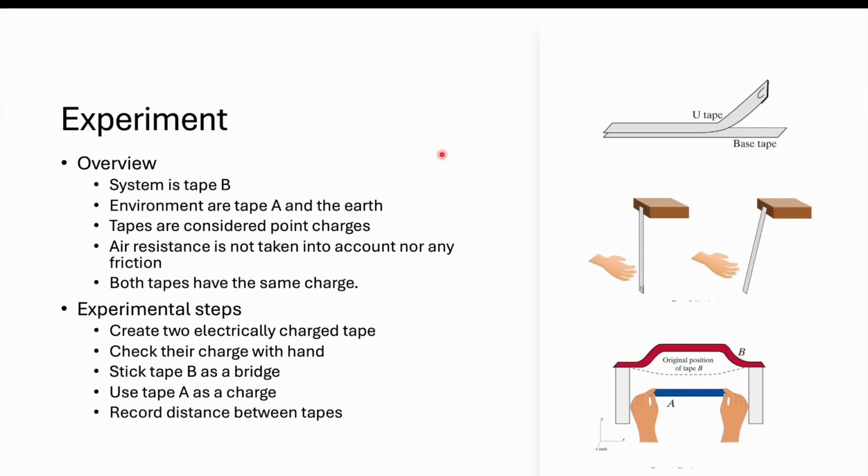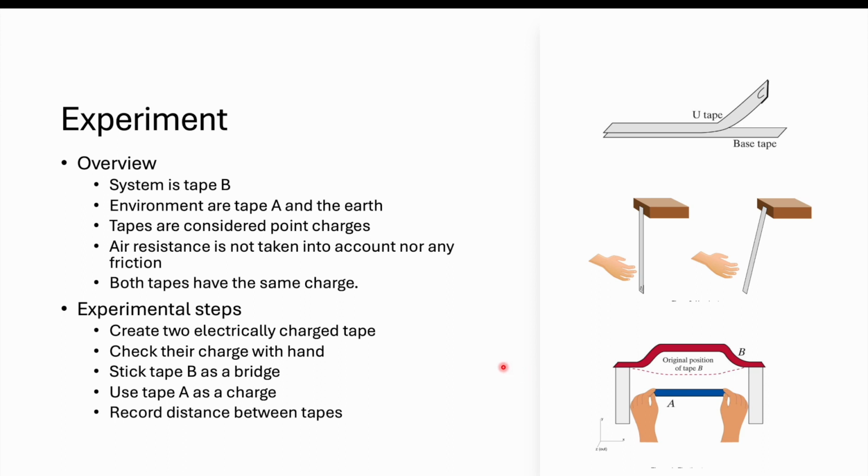So here is the experiment. As a little overview, the system of this experiment was tape B. This is what we were measuring. The environment is tape A, which pushed tape B upwards with electric field repulsion, as well as the earth and gravity. We consider the tapes as point charges for this experiment, and air resistance is not taken into account, nor is any friction with any of these pillars. And both tapes are assumed to have the same charge.